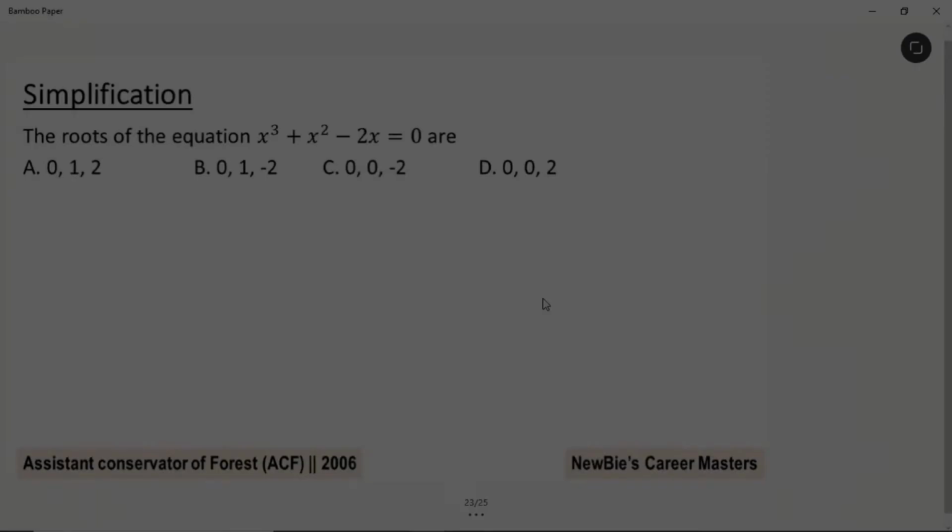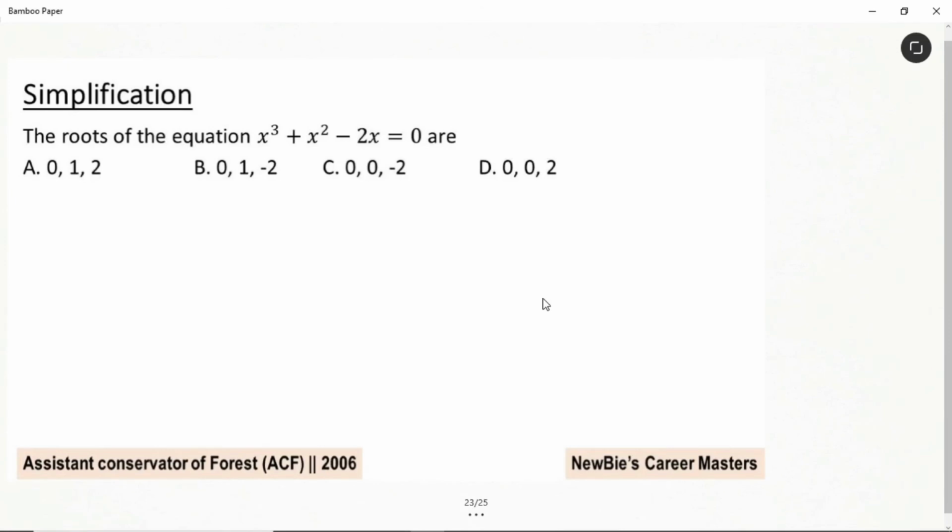Very simple. Another basic question. Try to solve this. Very easy question. They're asking for roots of the equation. Okay. See, x power 3 plus x square minus 2x is equal to 0. See here, newbies, x is common. So you can take out 1 x. Then this will become x square plus x minus 2 is equal to 0.